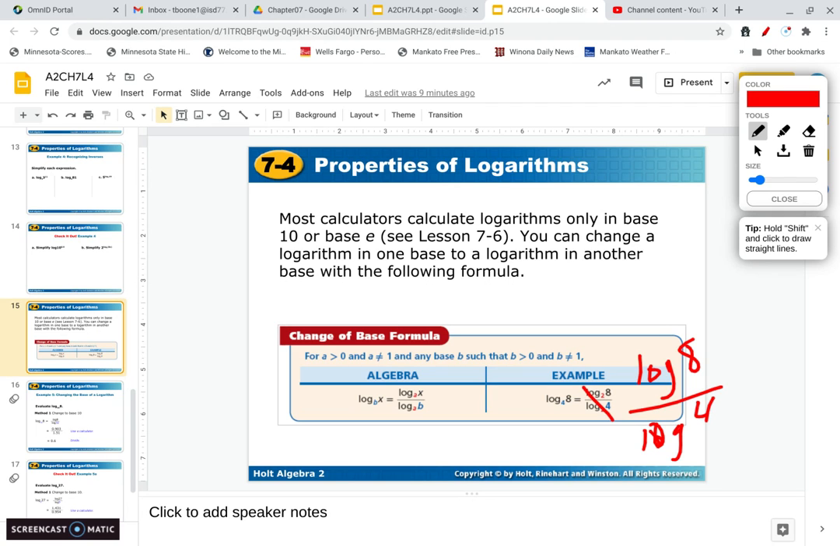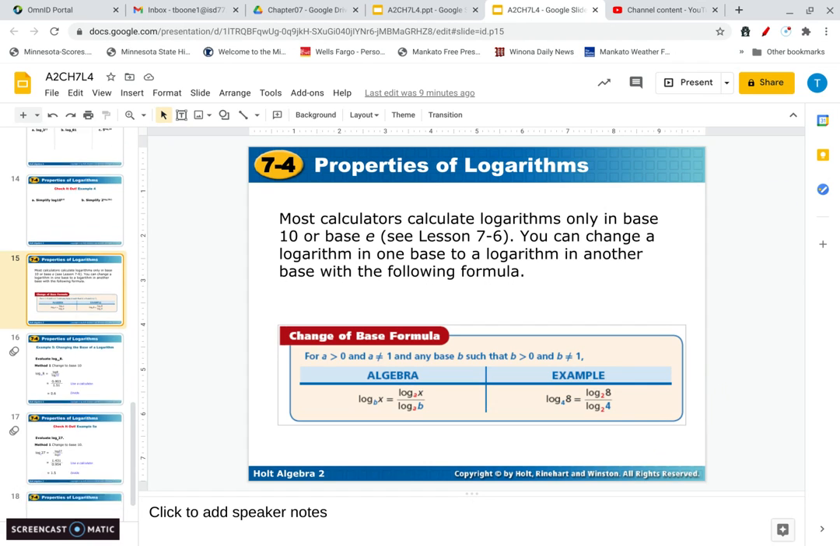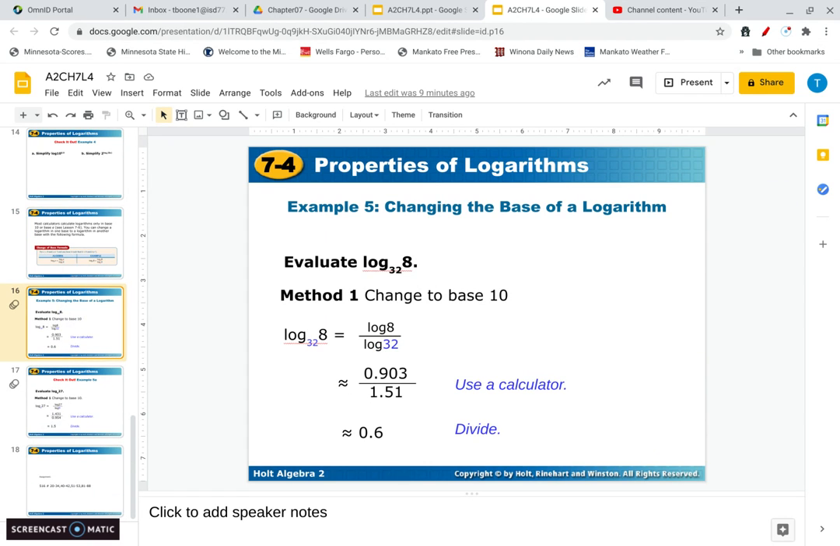And again, we'll show you a couple problems of what we're talking about here, how we get the same thing. It's really kind of neat. All right, so again, changing the base. If you had log base 32 of 8, we're asking 32 to what power equals 8? So we know it's going to be a fraction. So instead, what you could do is take the log of 8 divided by the log of 32, and you get your answer.